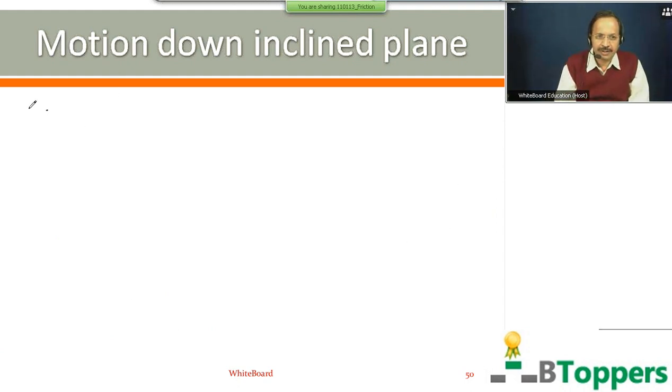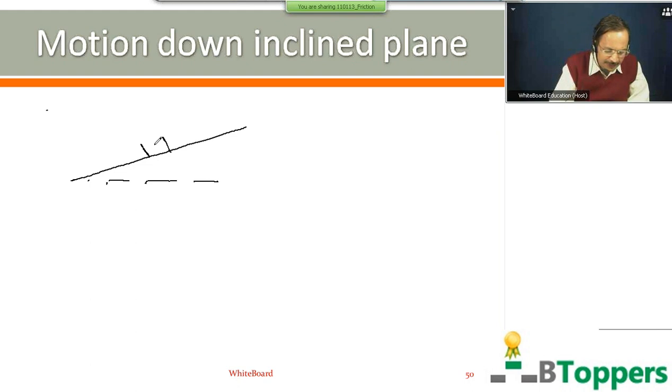So next I'm going to discuss the case where the block is projected from the bottom of the inclined plane with some initial speed u and left. That means no accelerating force is applied on the block in the direction of the motion while it is moving. I'm going to discuss the calculation of acceleration of the block during the retarded motion.